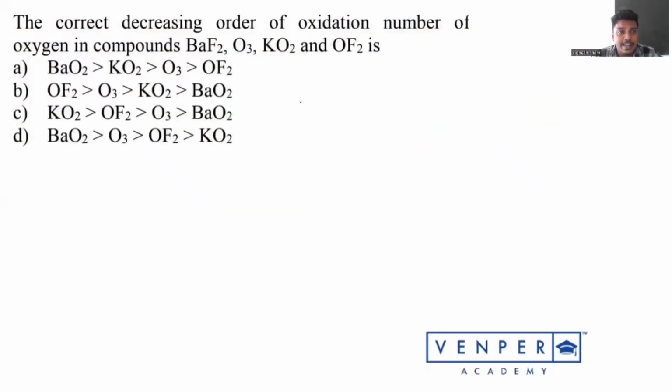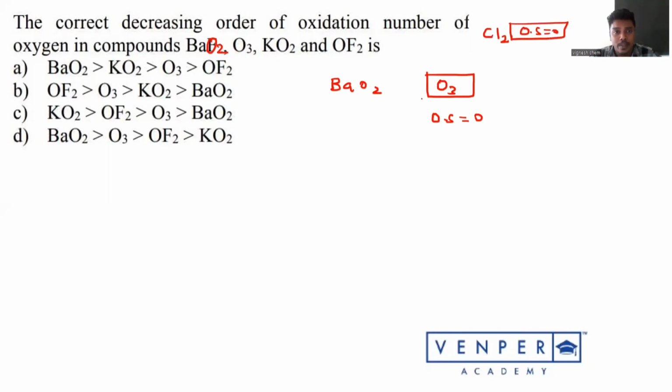Now, second question: the correct decreasing order of oxidation number of the given oxygen compounds, BaO2, O3, KO2 and OF2. This is OF2, not O2F2. Take O3: this is a neutral molecule, please understand. So the oxidation state of neutral oxygen is 0. Whenever it is a neutral molecule or an individual free atom, the oxidation state is always 0. So O3 is 0, and then KO2, and finally OF2.